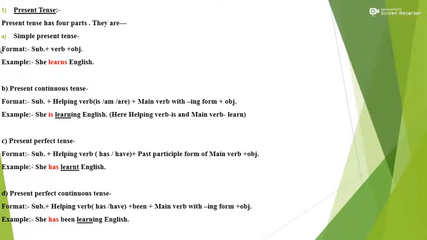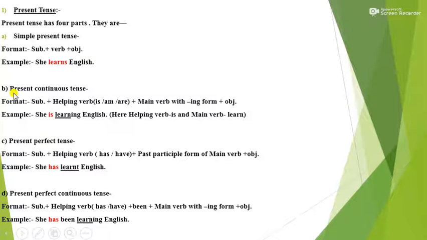Now we'll see the 4 parts of present tense. Children, each tense is divided into 4 parts. Let's see first the present tense. First division or first part of present tense is called simple present tense. Format: how is the sentence formed in the simple present tense? First comes a subject, then verb, then object. Example I have given: She learns English. Here she is the subject, learns is the verb and English is the object.